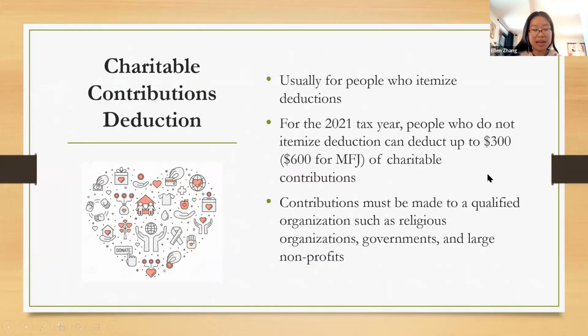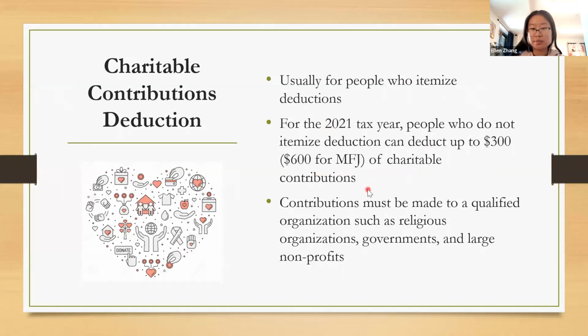So those are the two main deductions, the standard deduction and the itemized deduction. And here's one of those miscellaneous deductions that I've grouped in the other category, which is the charitable contributions deduction. This deduction is usually for people who itemize. So this is part of your itemized deduction. But for the 2020 tax year, the tax codes have changed so that now people who do not itemize deductions can still deduct up to $300 of charitable contributions or $600 if you're married filing jointly.